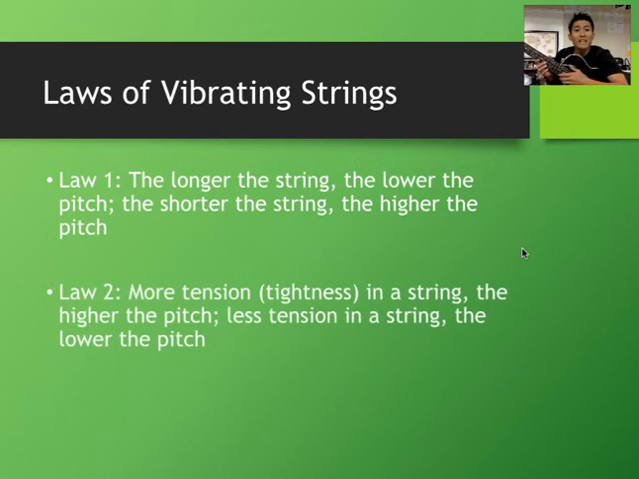Law number two: the more tension in the string, the higher the pitch, and the less tension in the string, the lower the pitch. Notice, if I tune my guitar and make it lower, there's less tension in the string, and because of that, the pitch is lower. But if I bring it back up, there's more tension in the string. The string is shorter, and my pitch is a little bit higher.